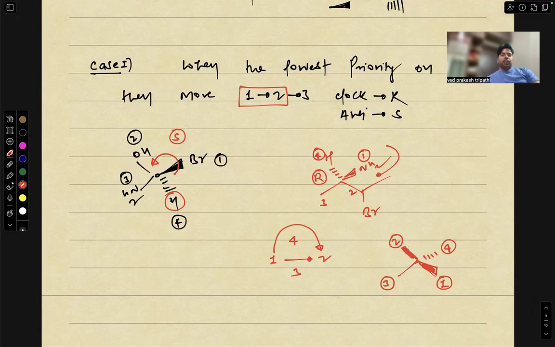This is solid single line, okay? This is just a single bond. So now you can see between 1 to 2, we have 4 and 3. So we always cross the fourth priority, the lowest one. Clear? We do not cross the third one.